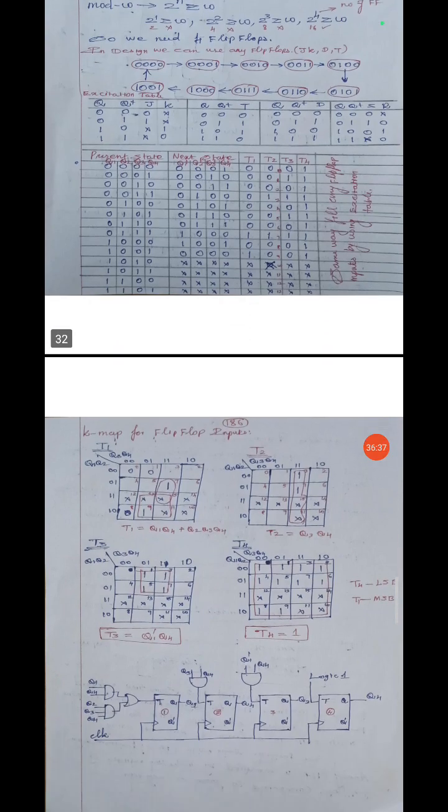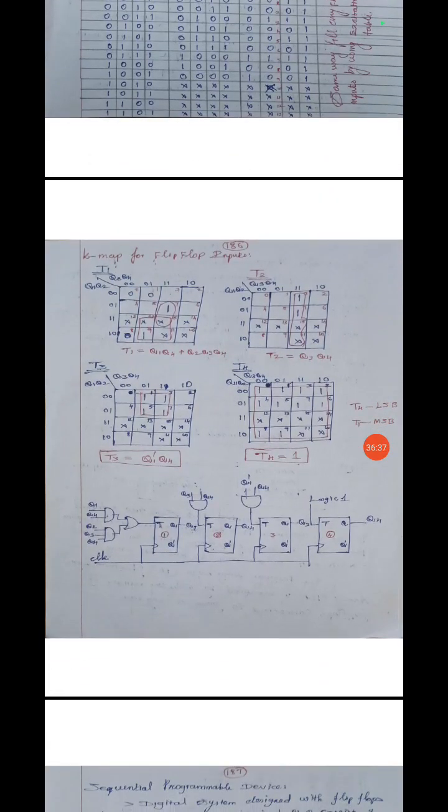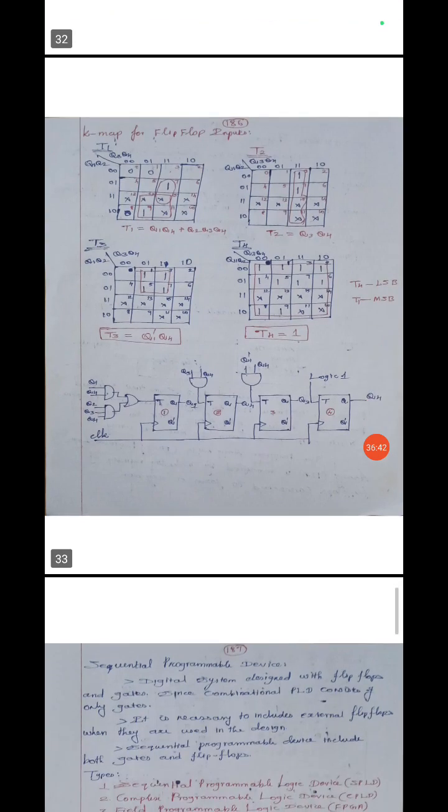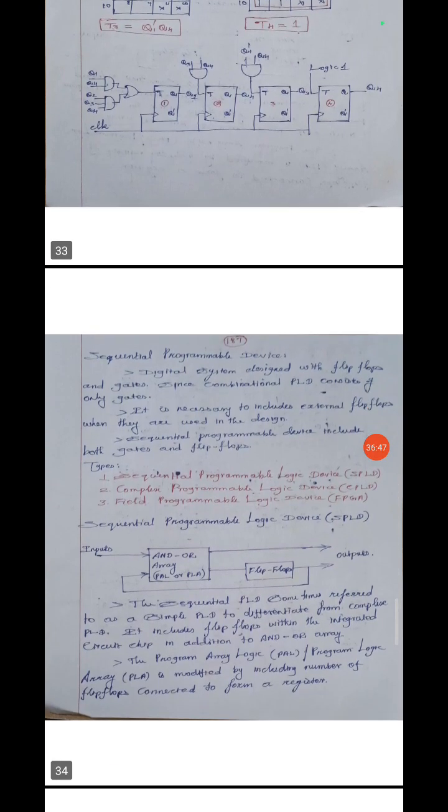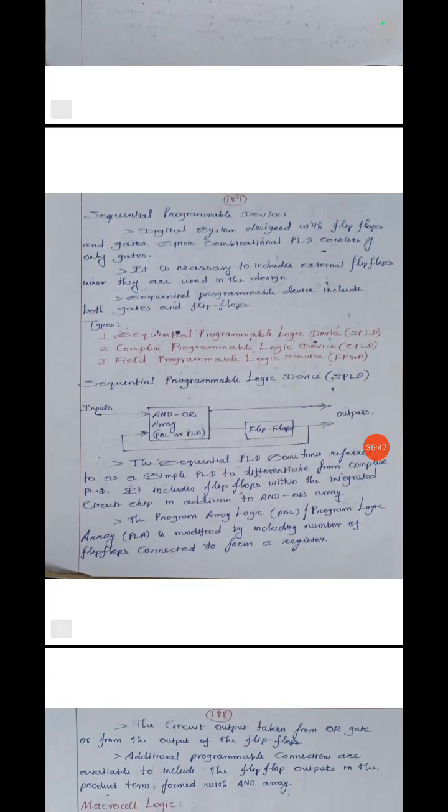of mod. Then the flip-flop inputs are converted into a truth table, converted into K-map. Then by using the K-map, you can implement the logical circuit. So this is a design. Consider any design, it is an implementation of a logical circuit.